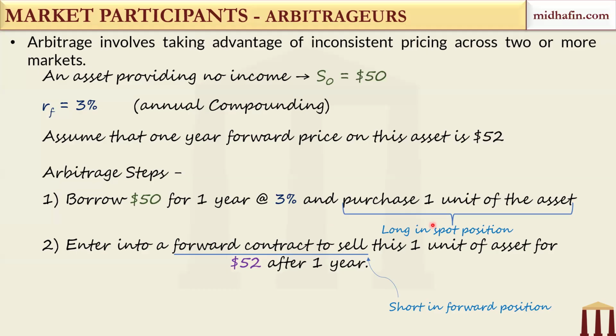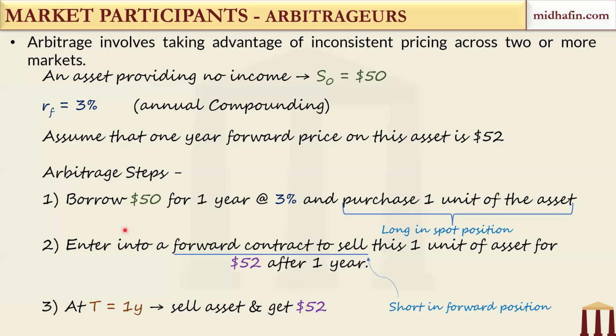Now at t equal to 1 year, you sell the asset and you get $52, because that is the agreement that you made based on your forward contract. Based on this agreement, you have to sell this asset at $52 after 1 year. So you sell the asset, execute the forward contract, get $52. But you remember one thing, you have an obligation still left.